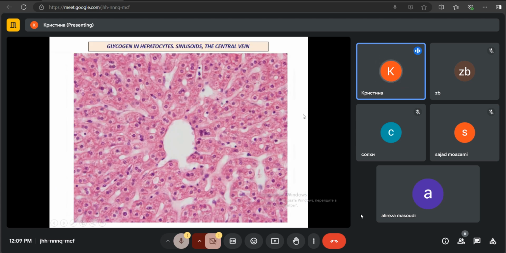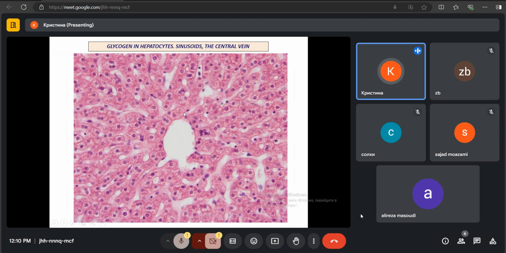Here we see the central vein and hepatocytes stained with PAS reaction. This PAS staining, PAS reaction, is for visualization of glycogens, to see glycogens.